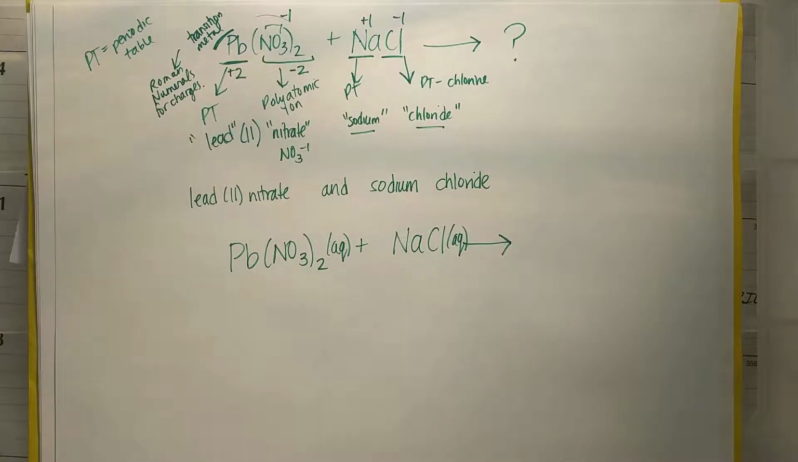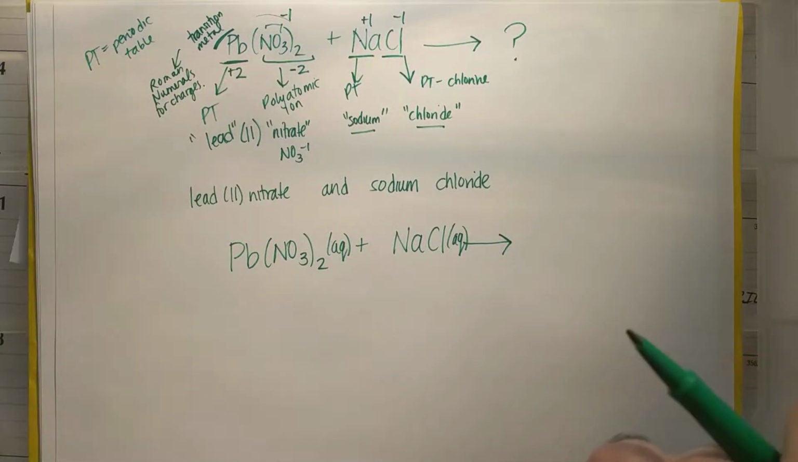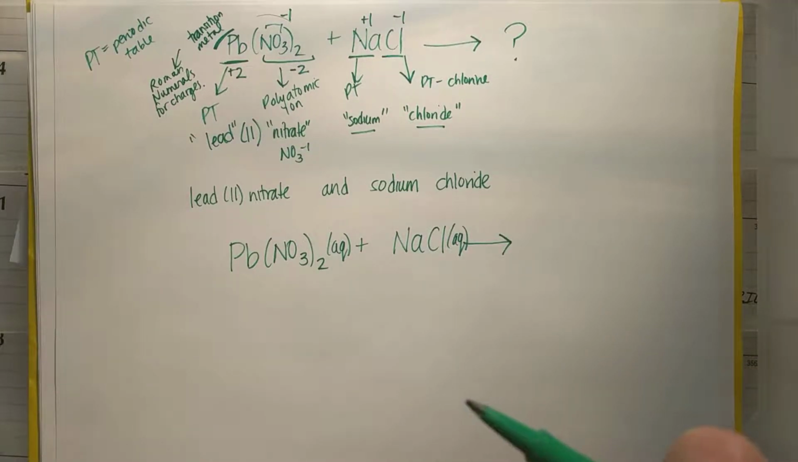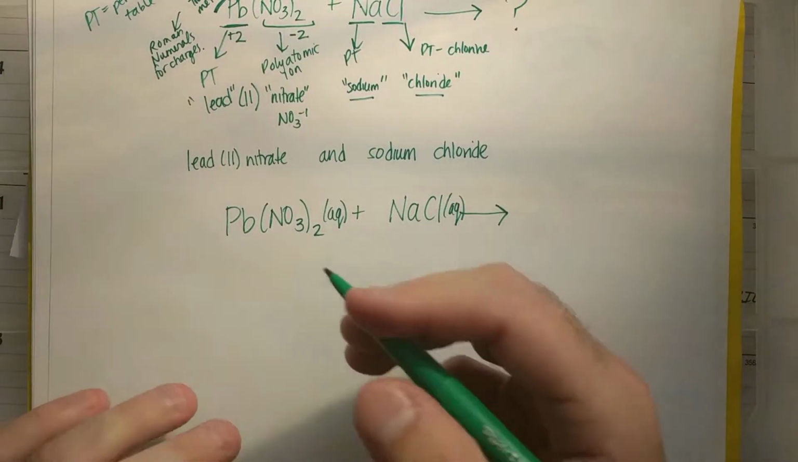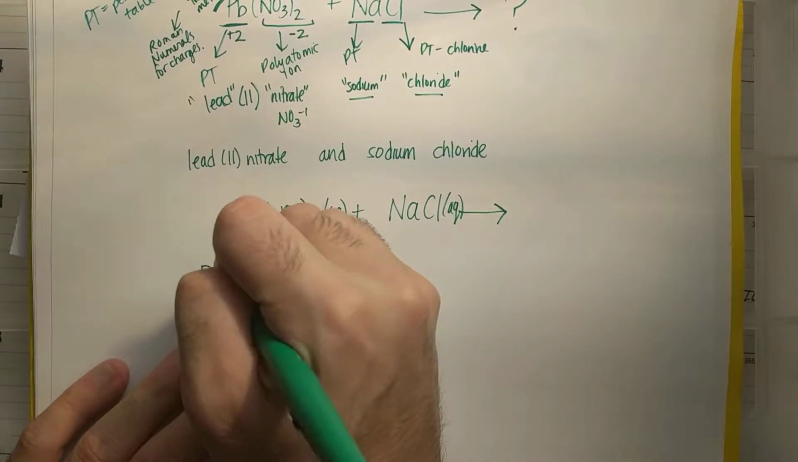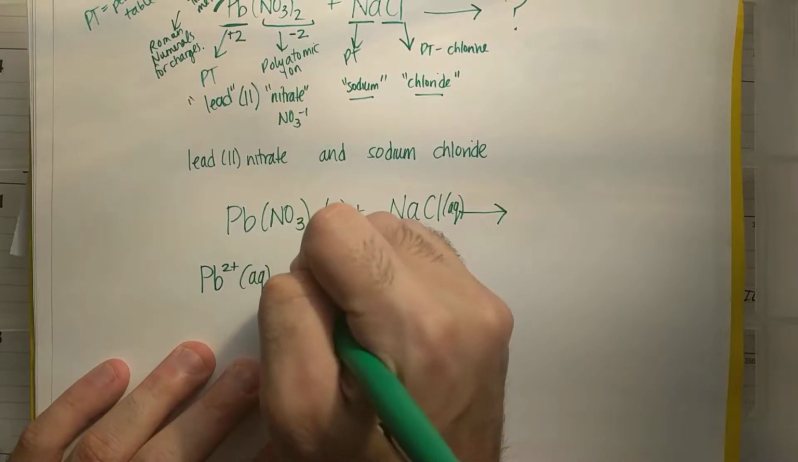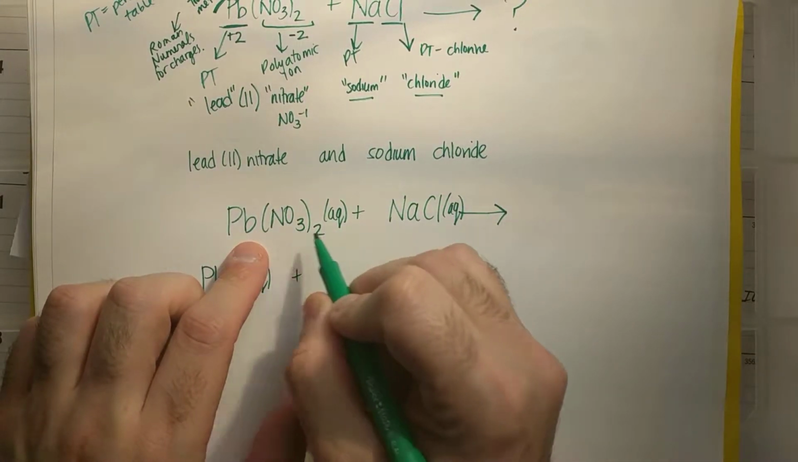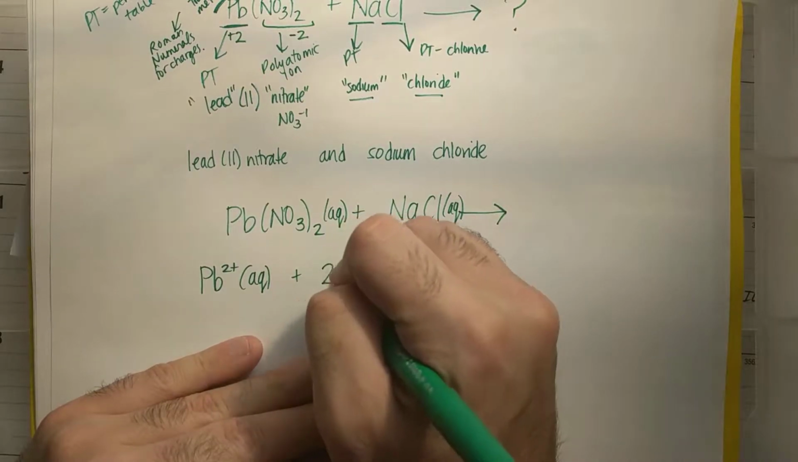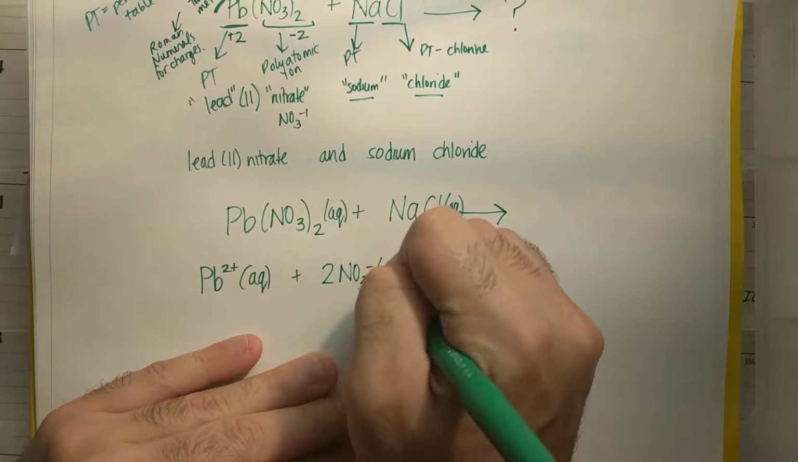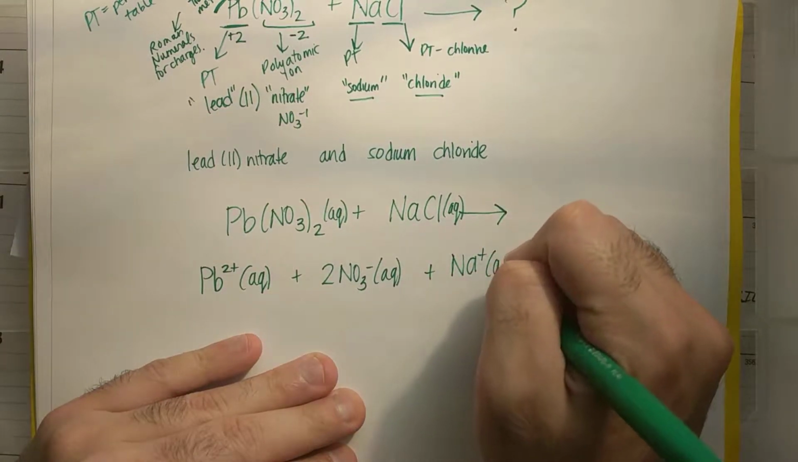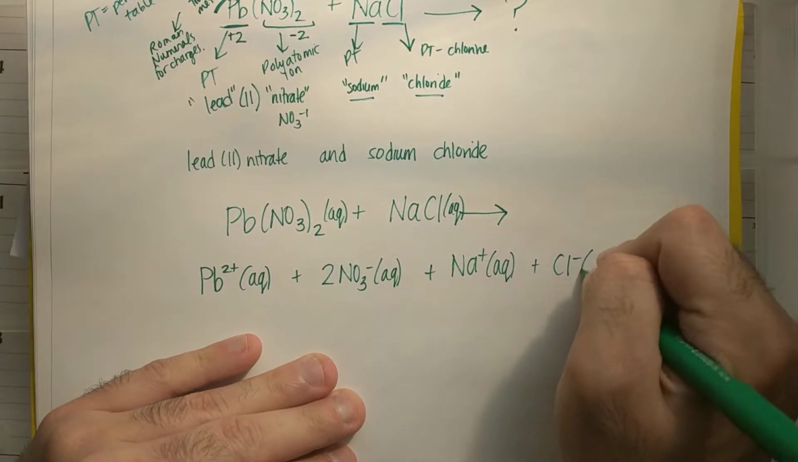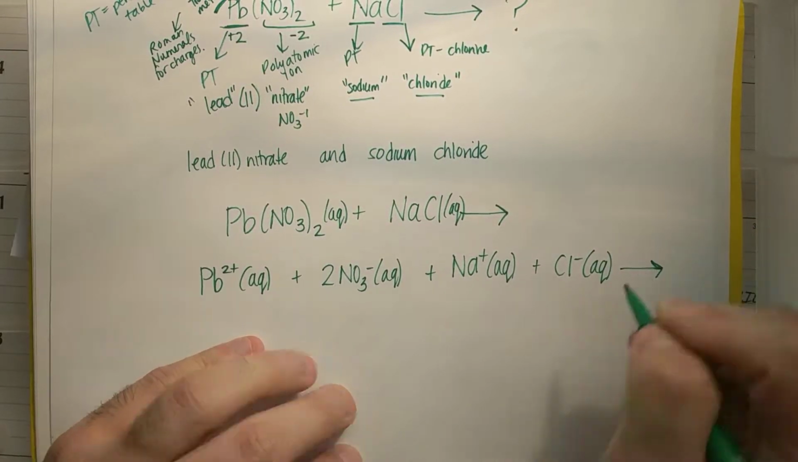In an earlier chapter, there are some solubility rules. You may be given information on the AP exam or in the future, like this is soluble, this is not soluble. If it's soluble, I know that they're going to break apart into their individual ions. So I'll get Pb2+ aqueous plus, now there's 2 NO3s here, so 2 NO3- aqueous plus Na+ aqueous plus Cl- aqueous.